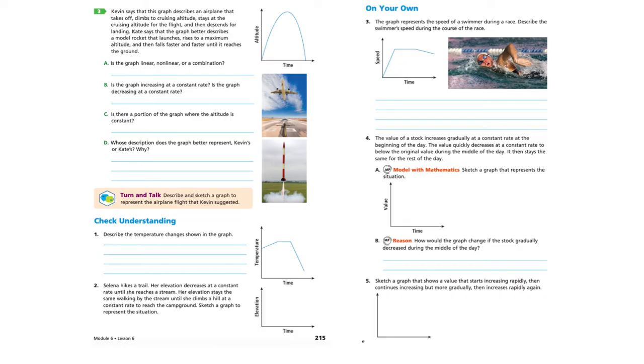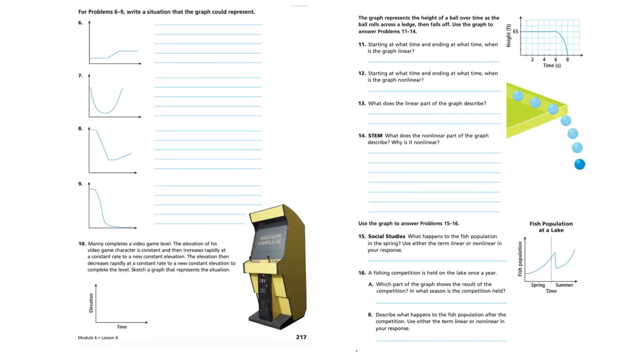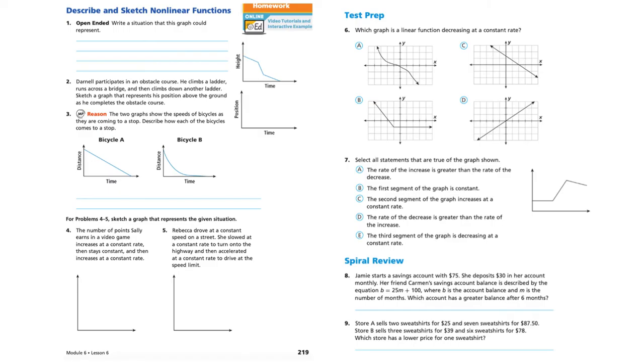Once you finish the check understanding and you feel like you've got this information down, you can go on to the on your own. These next 2 pages are a continuation of the on your own. So there are 16 problems in all for the on your own. This page here is the more practice homework. If you feel like the on your own wasn't quite enough, you can do some or all of those problems. Then you can go on and do the test prep and the spiral review.